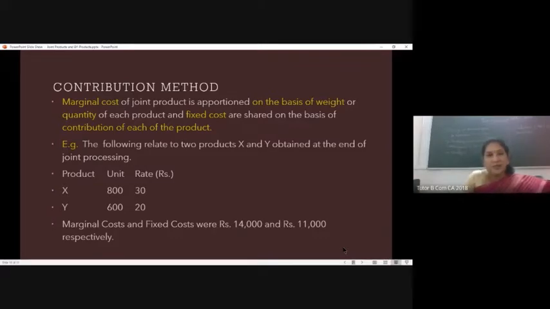And the last method, which we have just now discussed, is the contribution method, where the cost is categorized into fixed and variable or marginal cost. In this case, the marginal cost is allocated on the basis of volume or quantity, and fixed cost is allocated on the basis of contribution per unit. So proportionate allocation was done by us to find out the cost per unit. So these are the 4 methods which we discussed in our class.